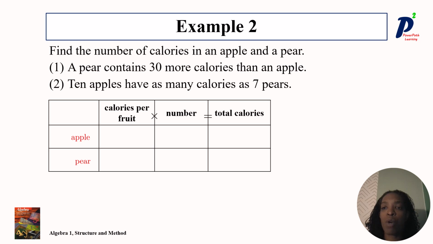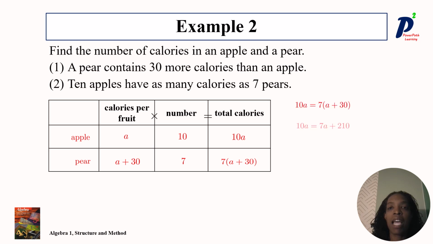A pear contains 30 more calories than an apple. So if an apple has A calories, then a pear has A plus 30. 10 apples have as many calories as 7 pears, so I have 10 apples and 7 pears. I'll multiply across to get 10A and 7 times A plus 30. And then these two things should equal each other. So 10A equals 7 times the quantity A plus 30. And then I can solve from there. Now, once I get to my apples, I shouldn't forget to also calculate the calories in my pears.